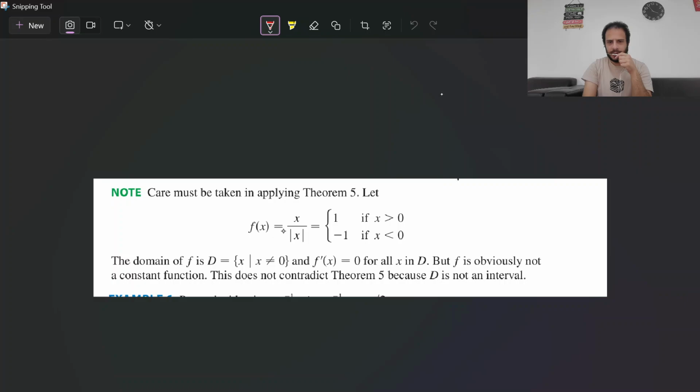Now, this example here is for understanding, okay? Because you need to understand these things. What's the derivative of this function? F prime of x equals 0, right? But is it constant? What do you think? This function is 1 when x is greater than 0, minus 1 when x is less than 0. What do you think? Is this constant?